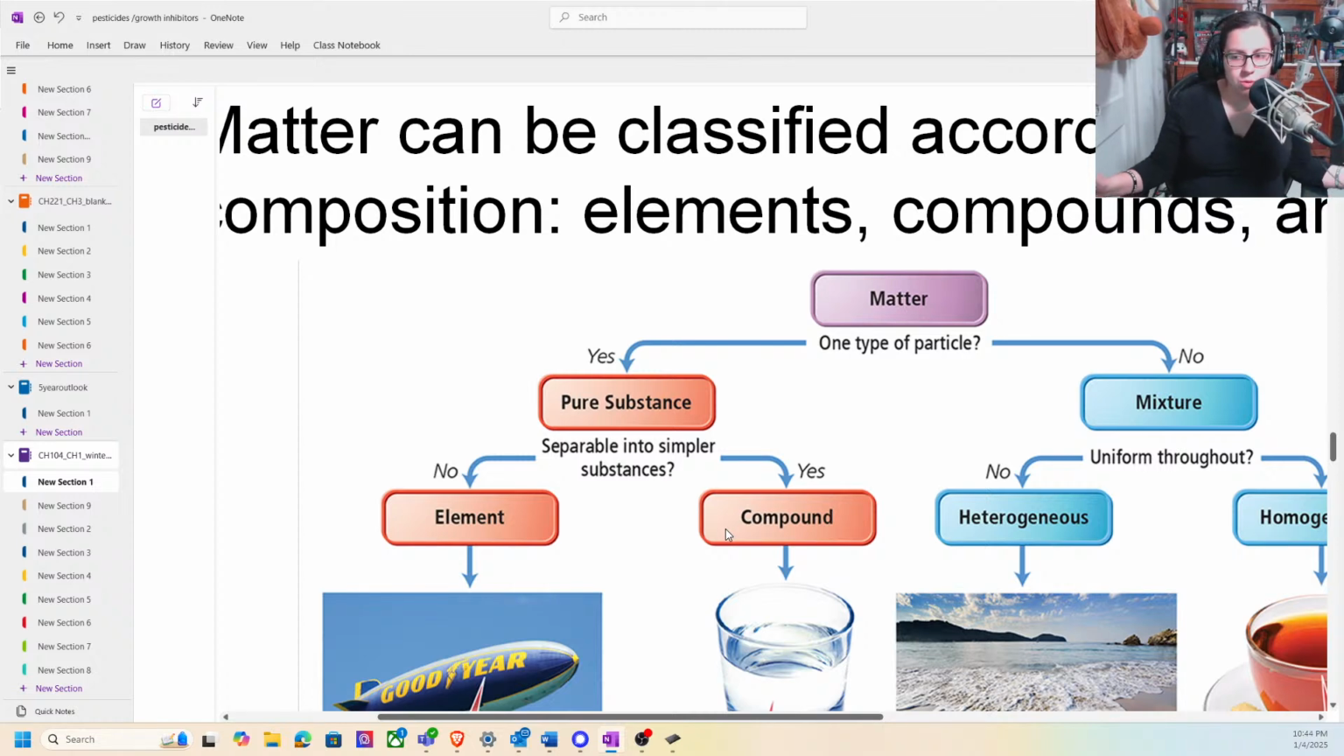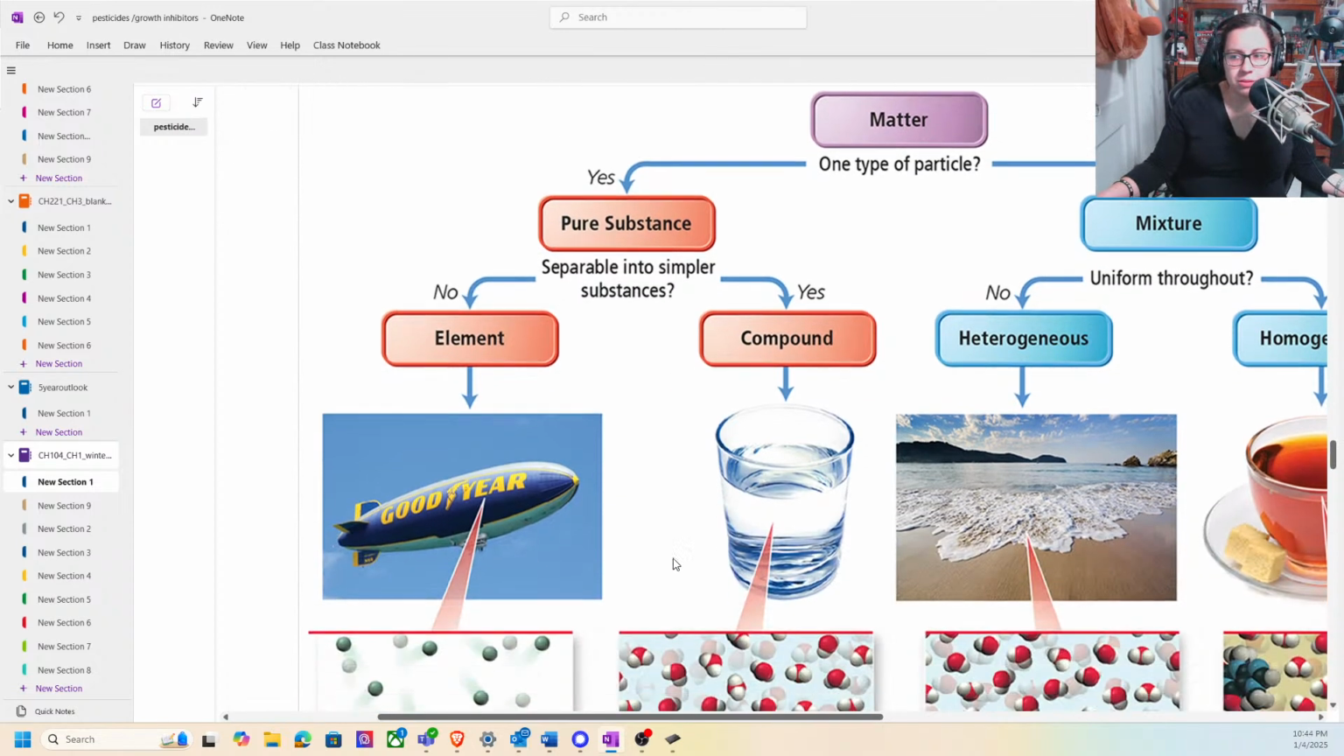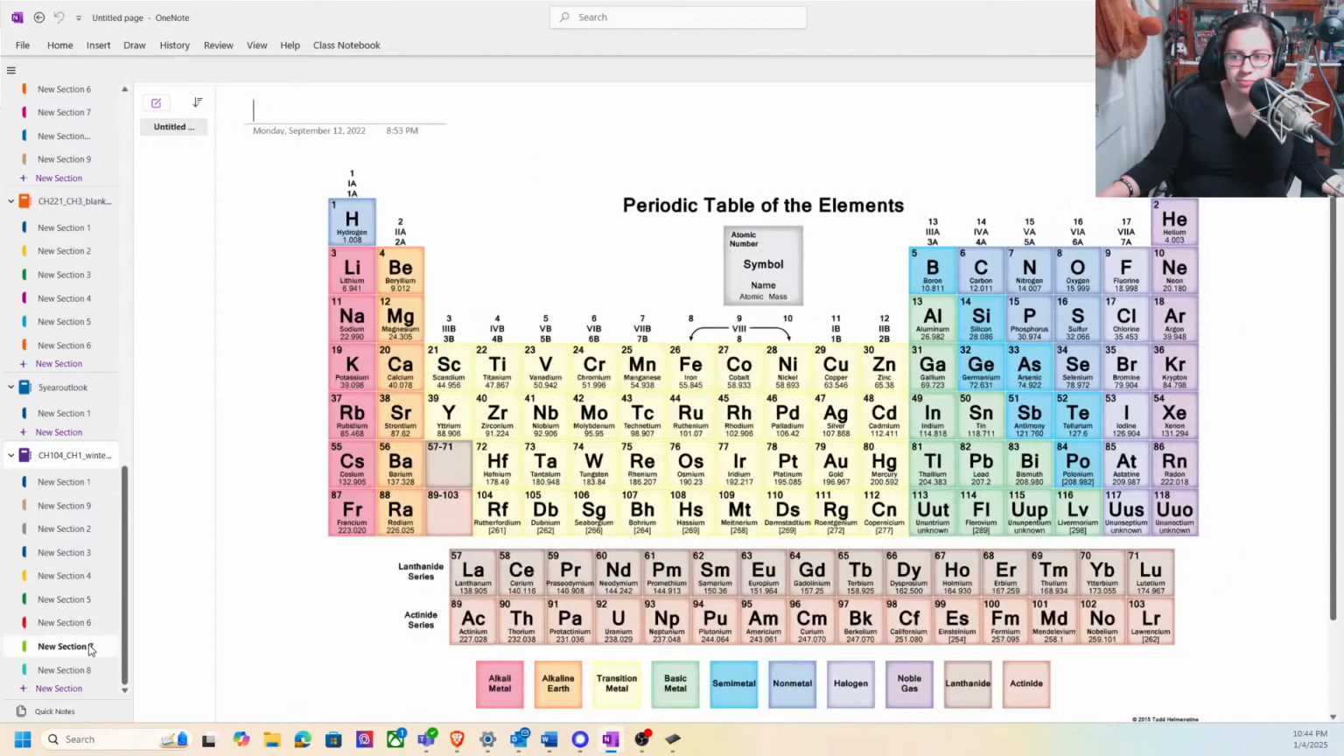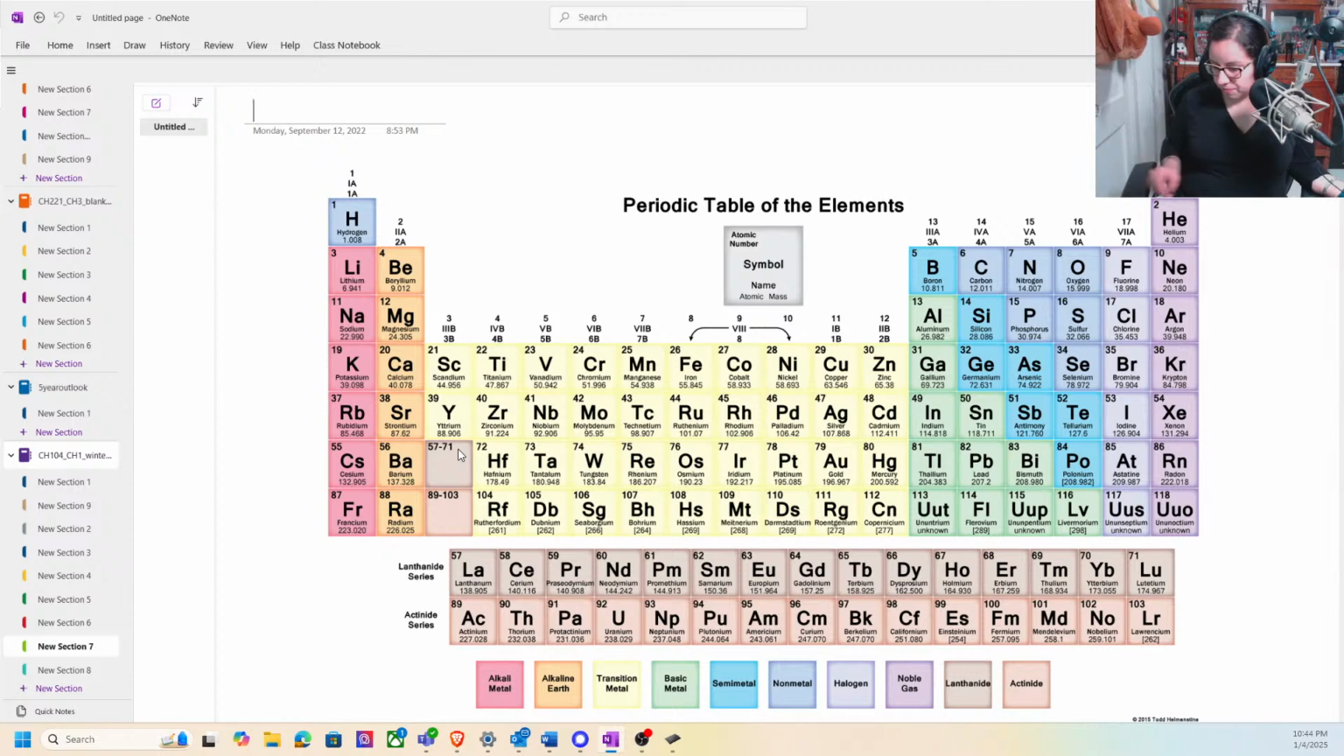Now we have two options for pure substances. Pure substances could either be an element or a compound. And so the question is, what is an element? An element is anything on the periodic table of elements. I have one in the notes.